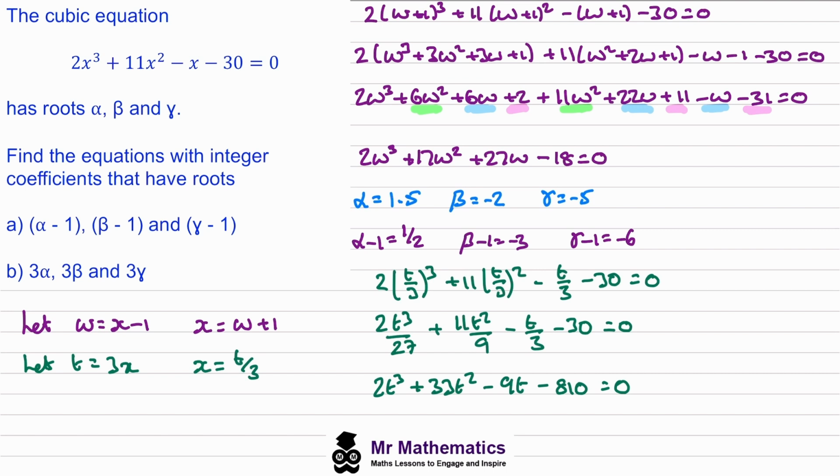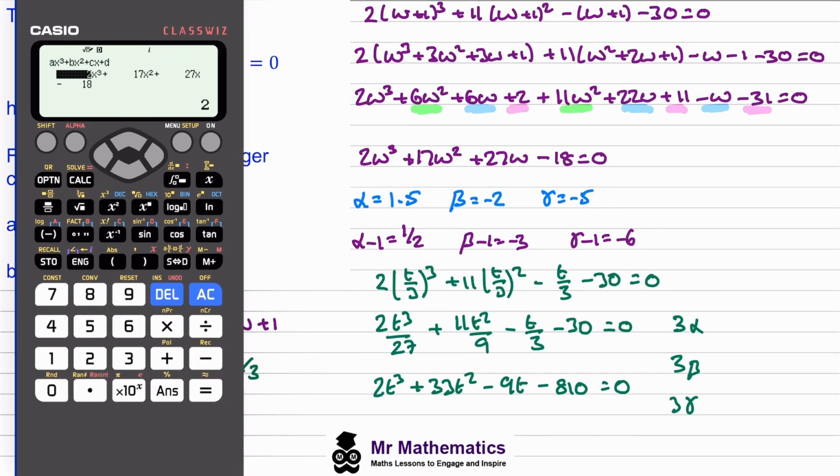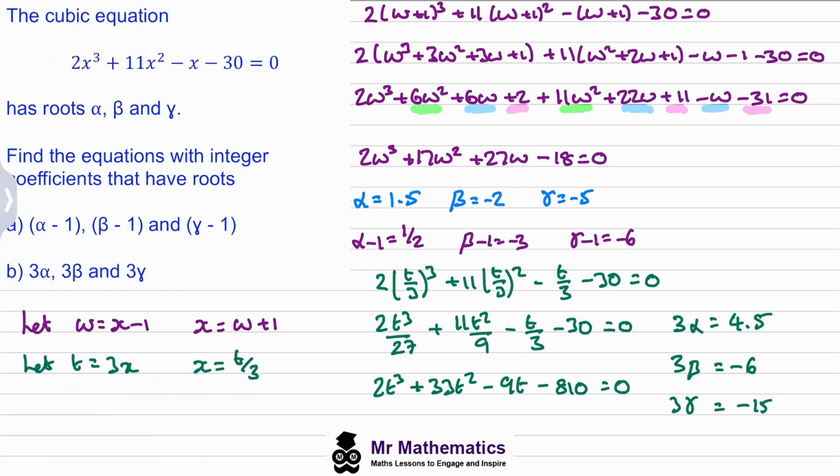And just for fun, we can work out these roots: 3 alpha, 3 beta, and 3 gamma. So 2t cubed, 33t squared, minus 9t, minus 810. And we get 3 alpha is 4.5, 3 beta is negative 6, and 3 gamma is negative 15. And when you compare these to the original equation, they are what we would expect them to be. Okay?